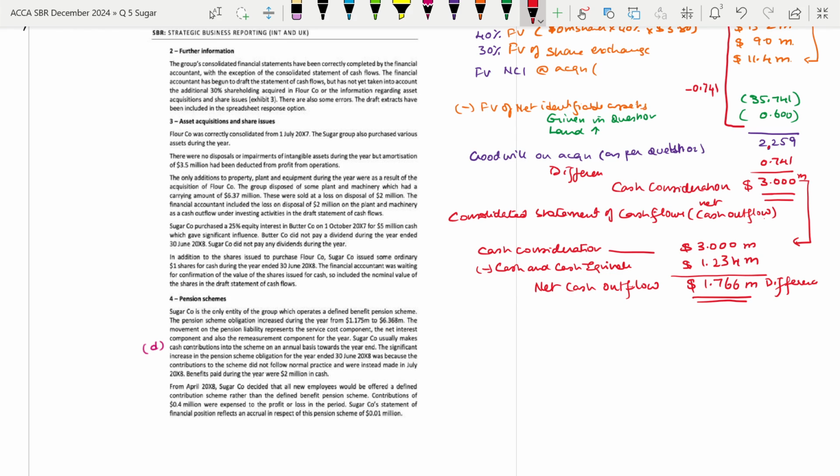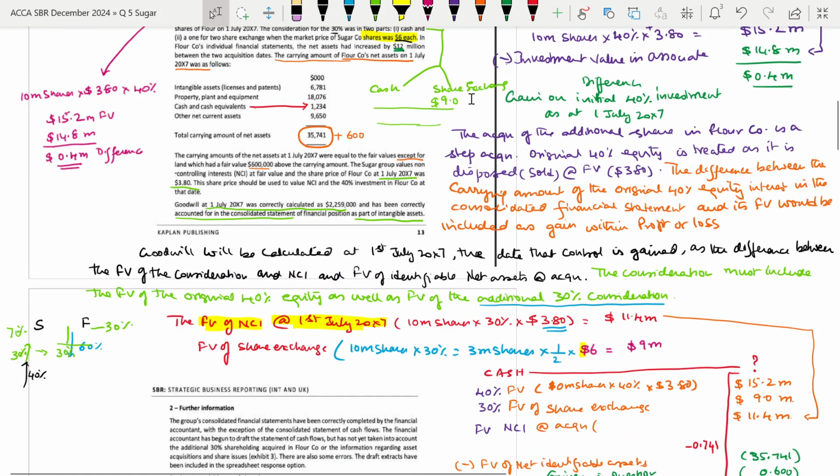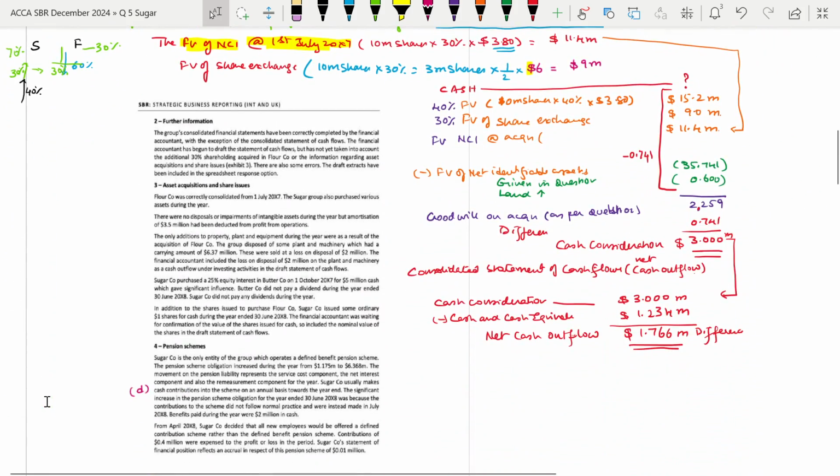Is it okay? Take your time. 1.234, from where? From this one. Is it right? The other method. I have underlined it. Cash and cash equivalents. Is it there? Read, understand. It makes sense. Any doubt, you ask me.